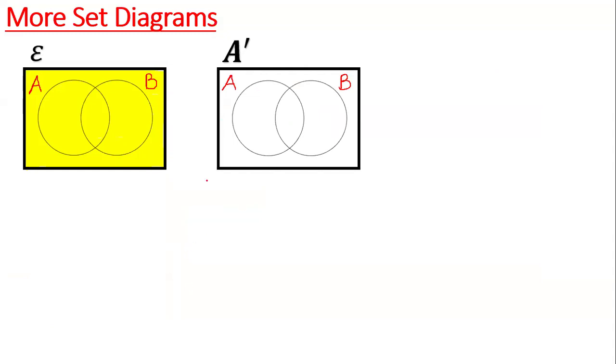All right. So we do not include any of the contents from A. I want to make that very clear. The universal set means everything inside the universal set except for A.